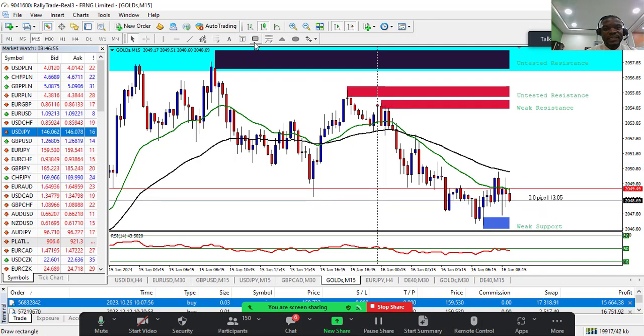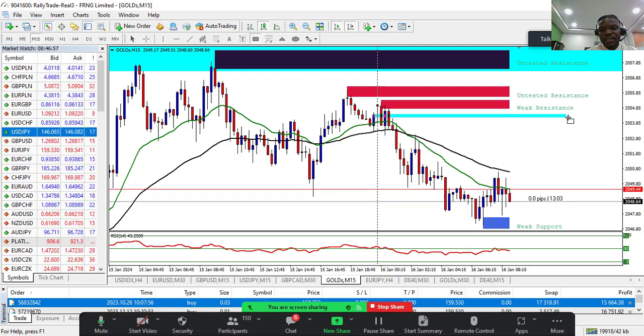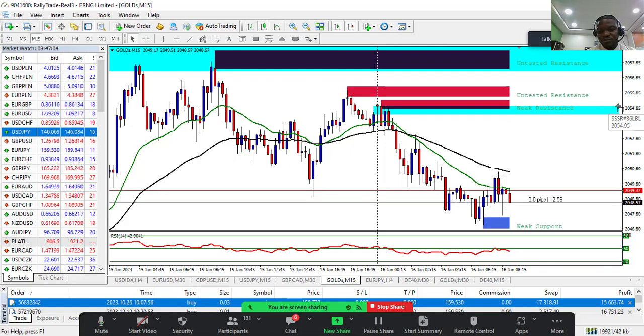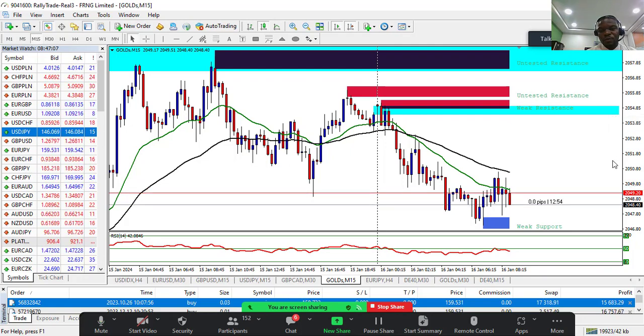So one of such area is this gap. So there's a gap here. It means that there should be a supply zone around there. There should be a supply zone around there.